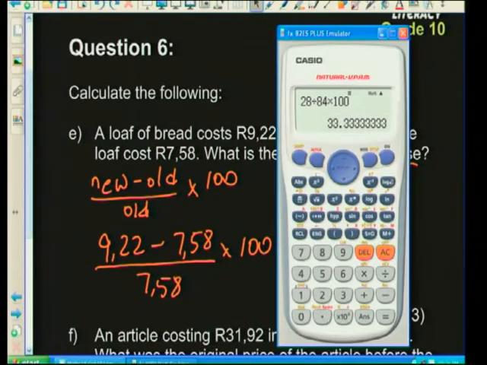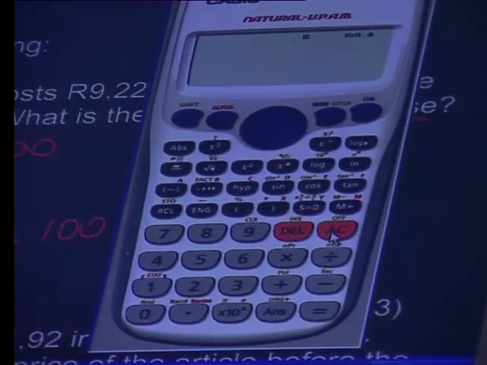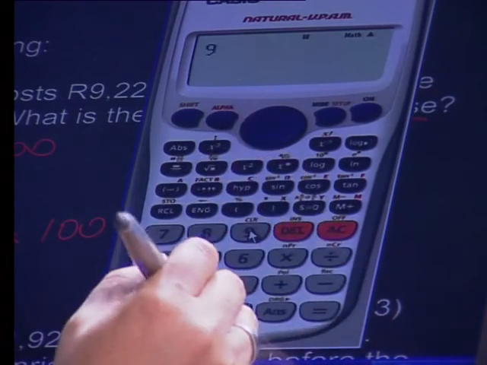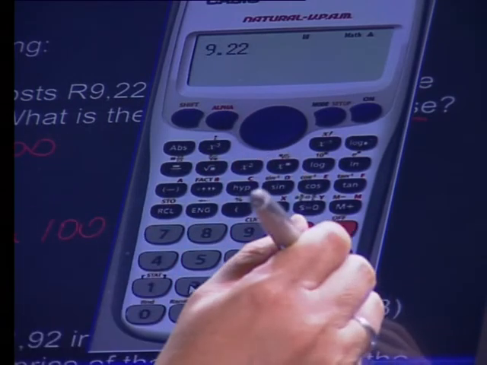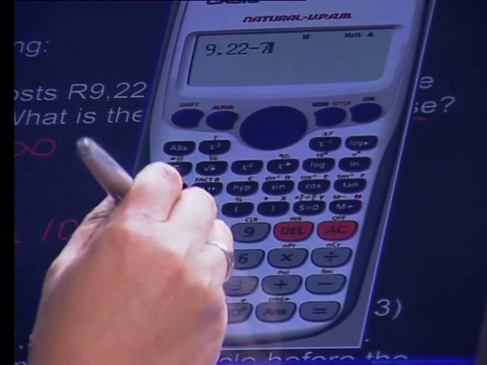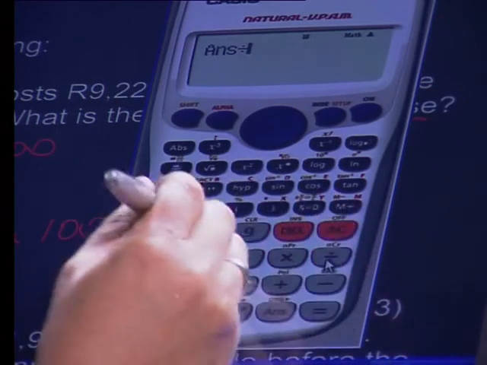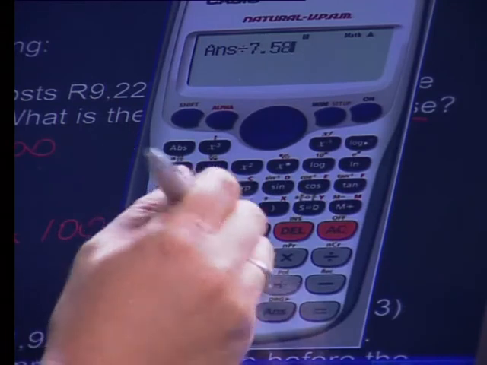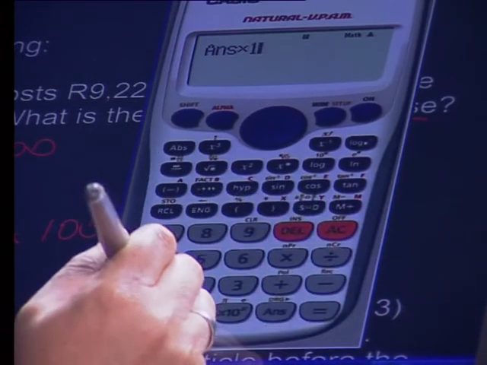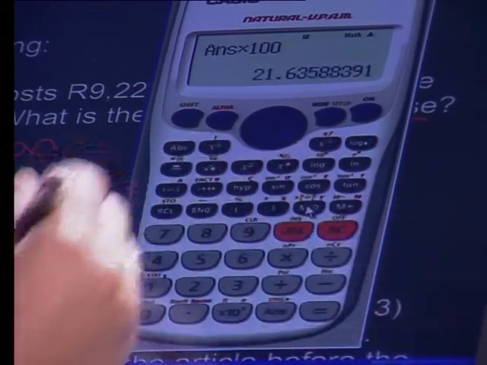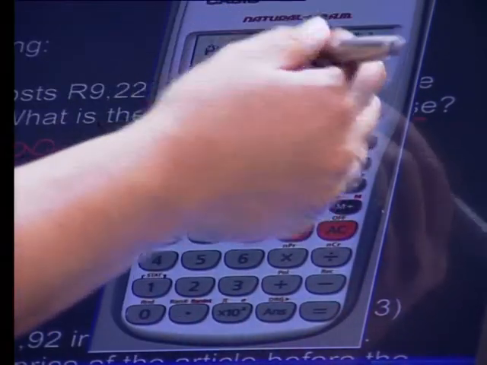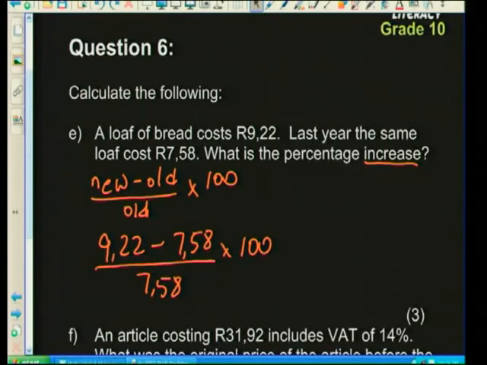Let's see on the calculator what that tells us. Let's try without the fraction button, just in case you're using a calculator that is not scientific. 9 Rand 22 minus 7 Rand 58. I'm going to press equals. I'm going to then divide that by 7 Rand 58 equals, and times by 100 equals, and I'll get my answer of 21,64%. So that was a 21,64% increase. It was a positive.